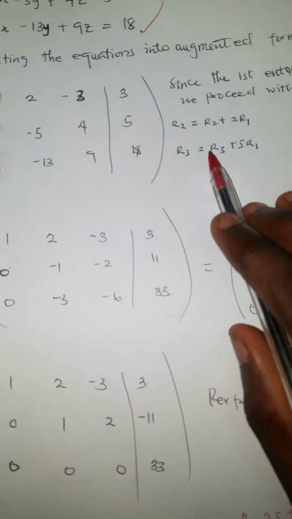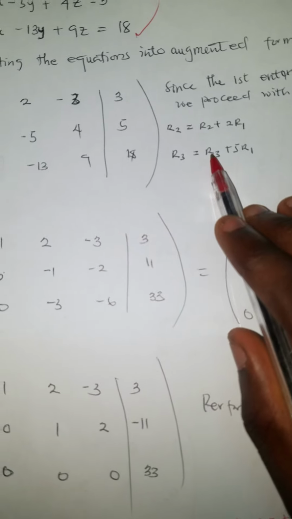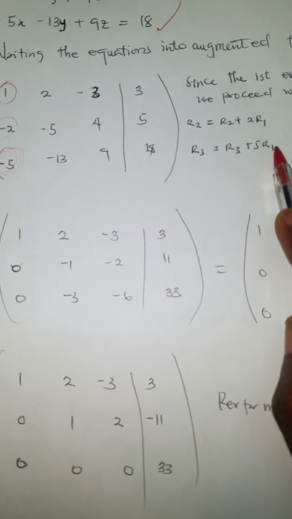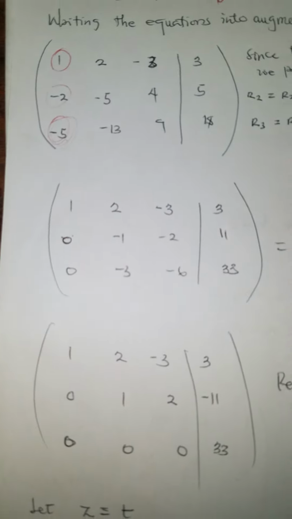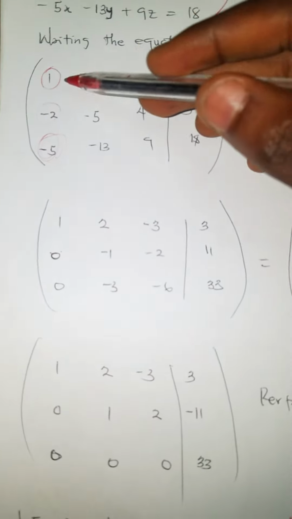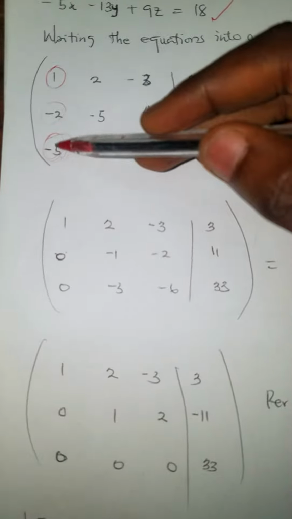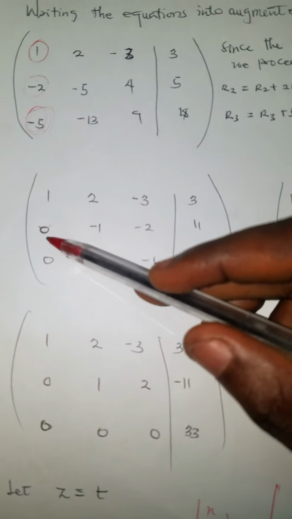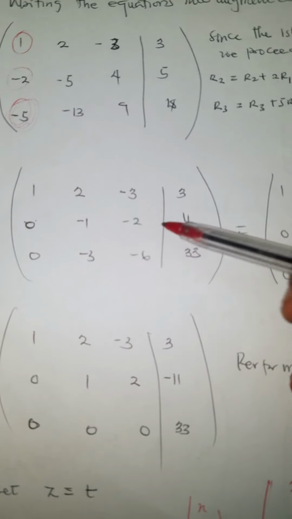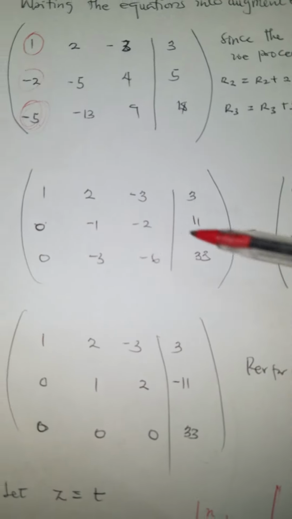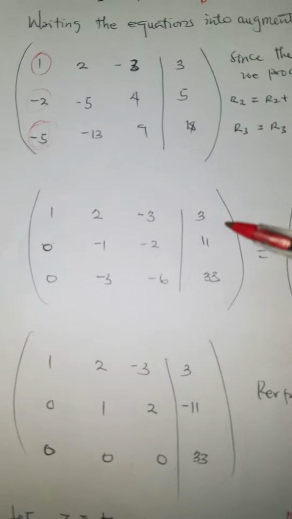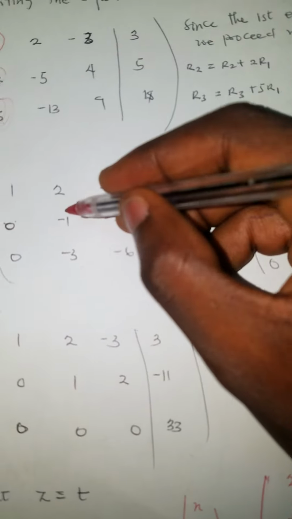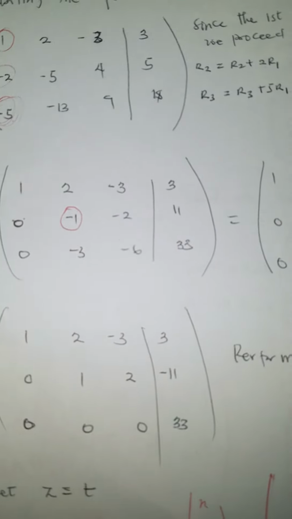Our new row 3 is equal to the old row 3 plus 5 row 1. And when we did that, we had this to be 0, minus 1, minus 2, 11, and this is what we had. So we continue. This is what we are going to work with reference to.